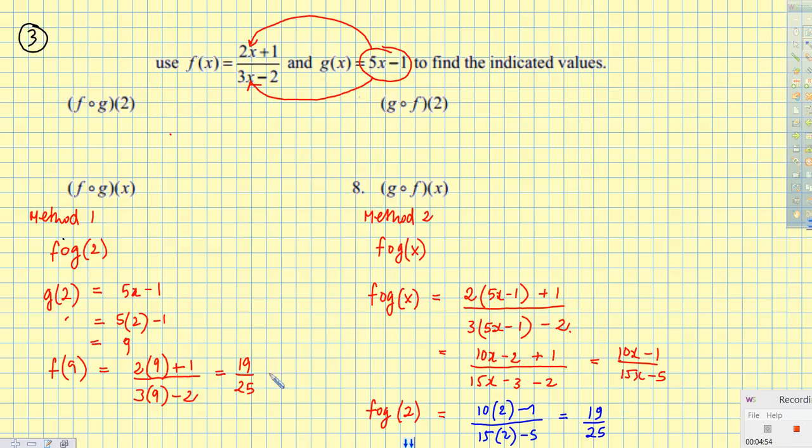Notice that we have exactly the same answer as in the previous one. The only difference being that I inserted one function inside another first, and then my final step was to insert the value of the domain x to get the corresponding value of the range y. In the first case, in method 1, what I did was I went through several steps.